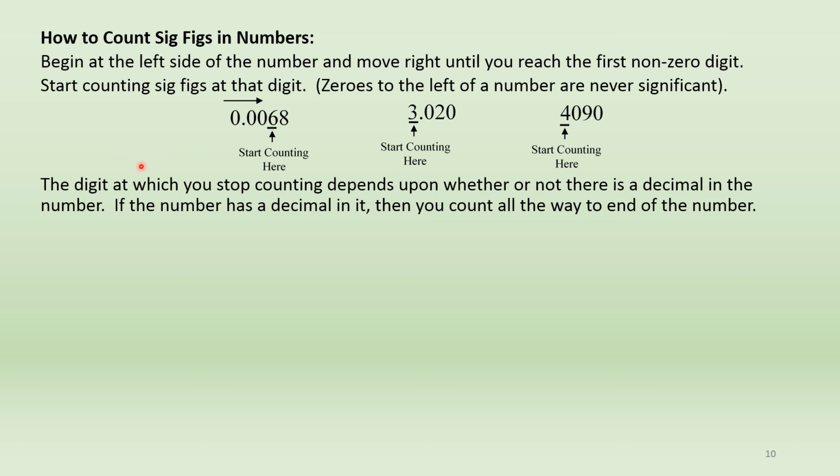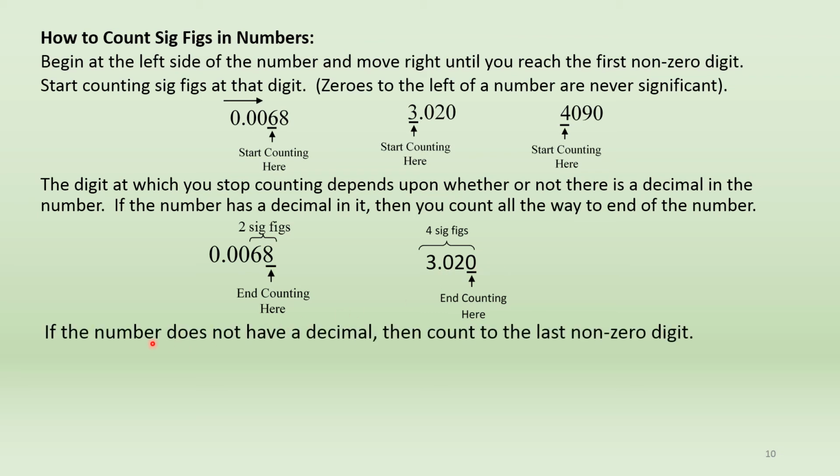Now, where do you stop? Well, the digit at which you stop counting depends upon whether or not there's a decimal in the number. Now, if there is a decimal in the number, you count all the way to the end of the number. For example, in 0.0068, we start at the left. We start counting sig figs on the first non-zero digit. There's a decimal in it, so we just count right to the end. There's 2 sig figs in 0.0068. In the number 3.020, we start counting sig figs at the 3. There's a decimal in the number, so you count right to the end, 4 sig figs.